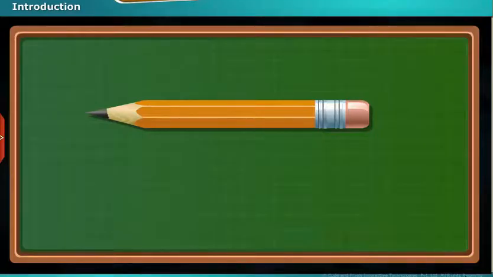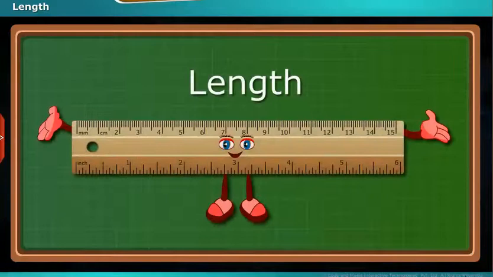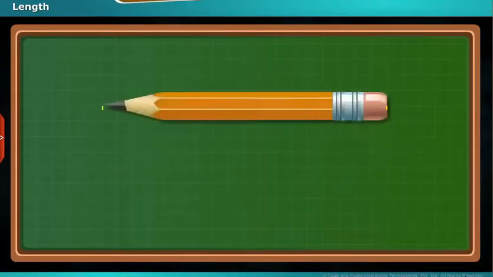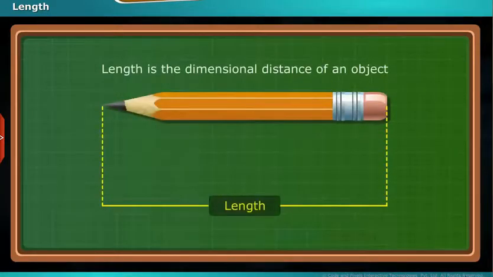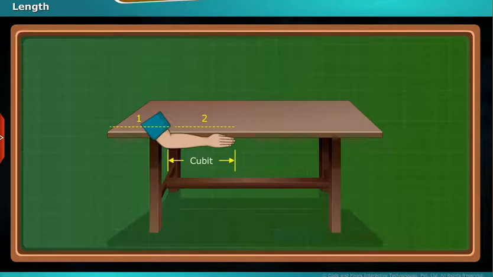In this chapter, we are going to find the lengths of objects. Let us know how to find the length of an object using the freehand. Let us know what is length. Length is the dimensional distance of an object. Generally, smaller lengths can be measured in cubits.